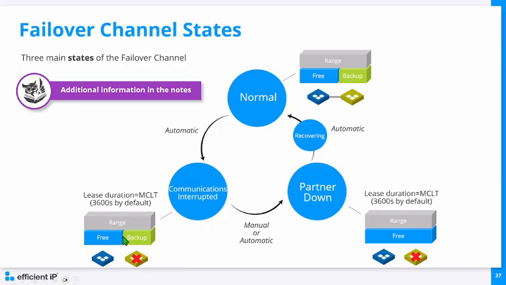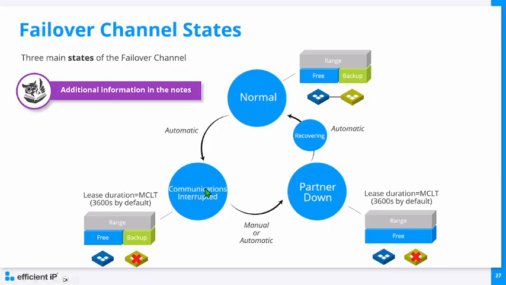Understand? So although the failover state is communication interrupt, the DHCP service is not interrupted. The DHCP server still offers IP addresses.